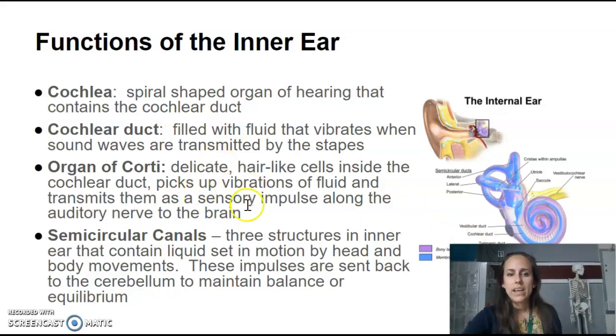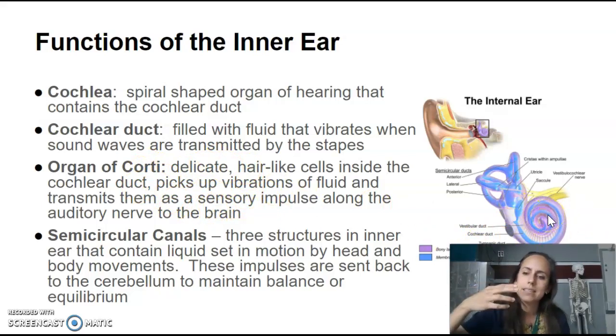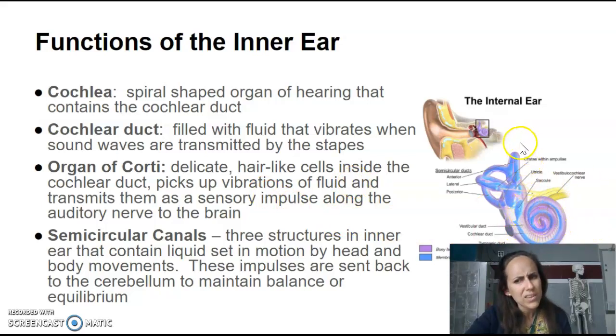So there's little hairs here that are within that cochlear duct as well. So the cochlear duct contains fluid and it contains these little tiny hairs. And again, just transmitting those vibrations along. All right? And that is the pathway of hearing. Okay? The pathway of hearing ends in that cochlea. But then we have all of these other structures up in here.